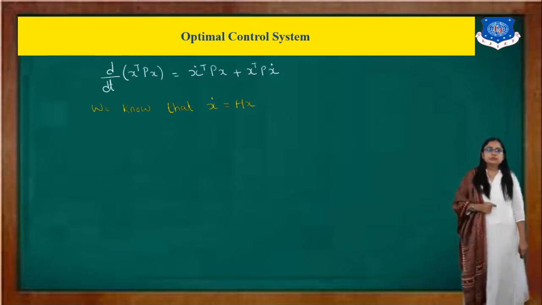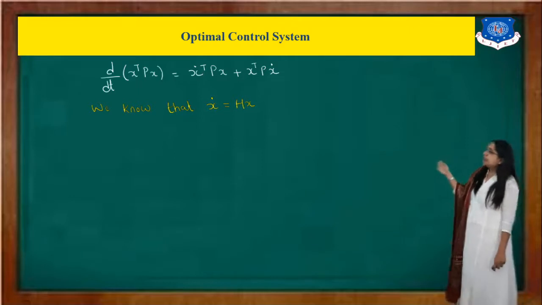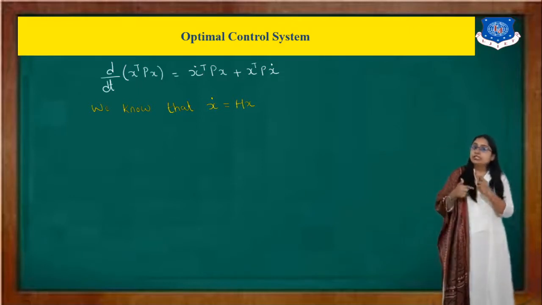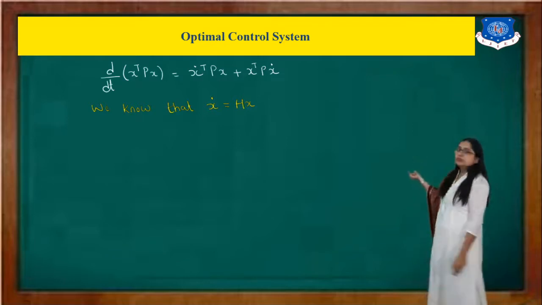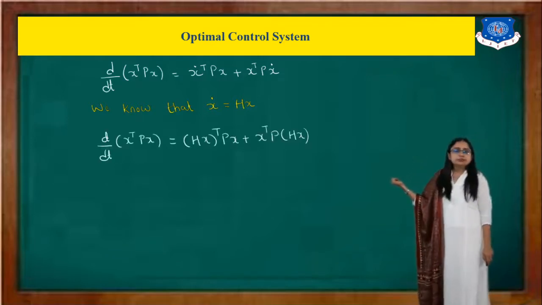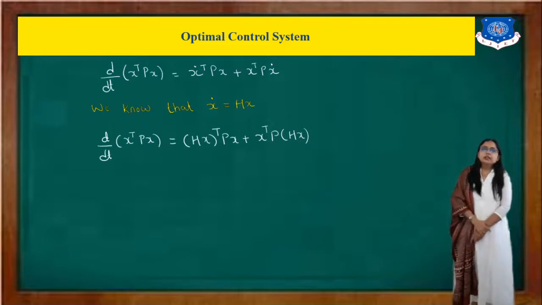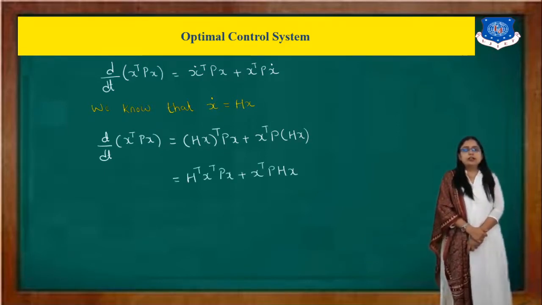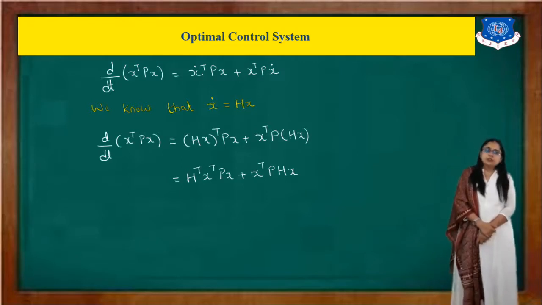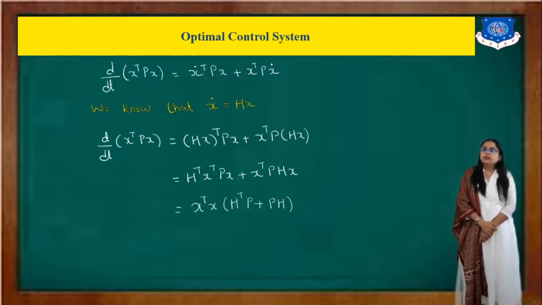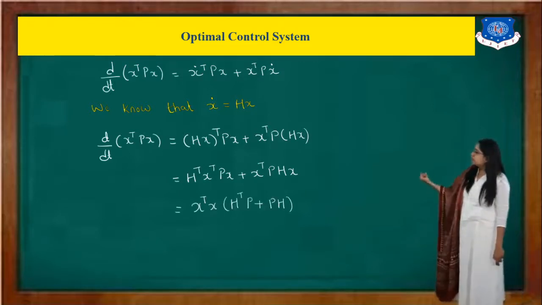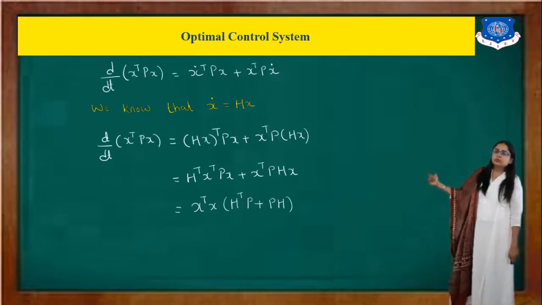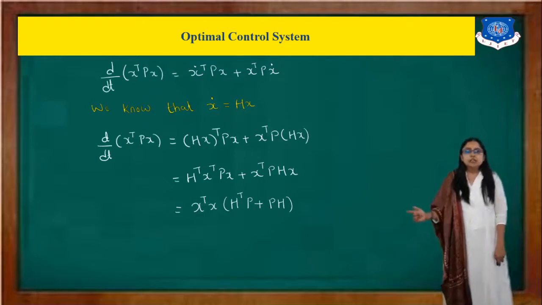Now next, see here we know that x dot equals Hx. So in place of x dot, we can replace it with Hx like this. Then here (Hx) transpose we can write as x transpose H transpose. Now you just take the common factor, x transpose and x. So in the bracket you will get H transpose P plus PH.